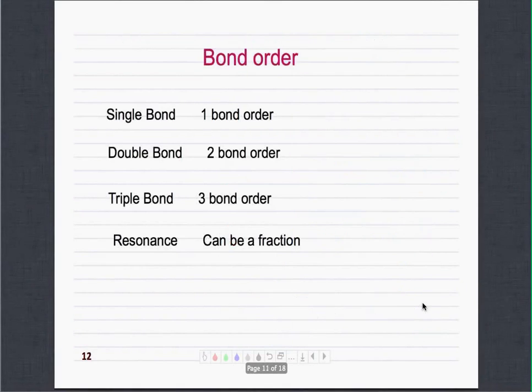Now, we're going to go to another topic which is much, much easier than resonance and formal charge, which is the bond order. And what is the bond order? So let's say I have C single bond C.